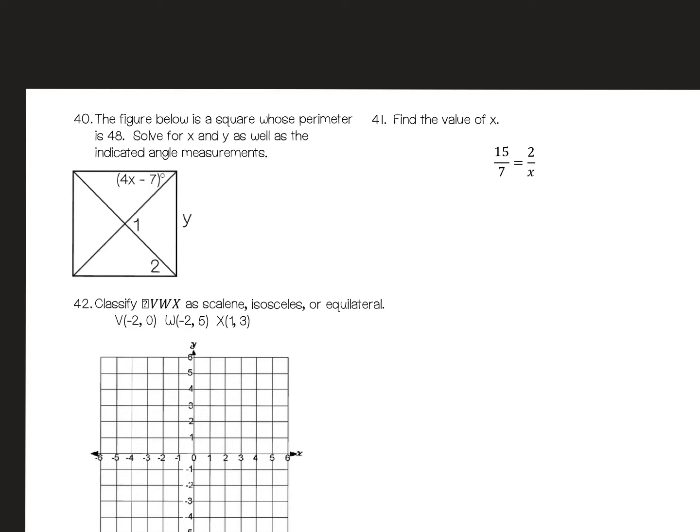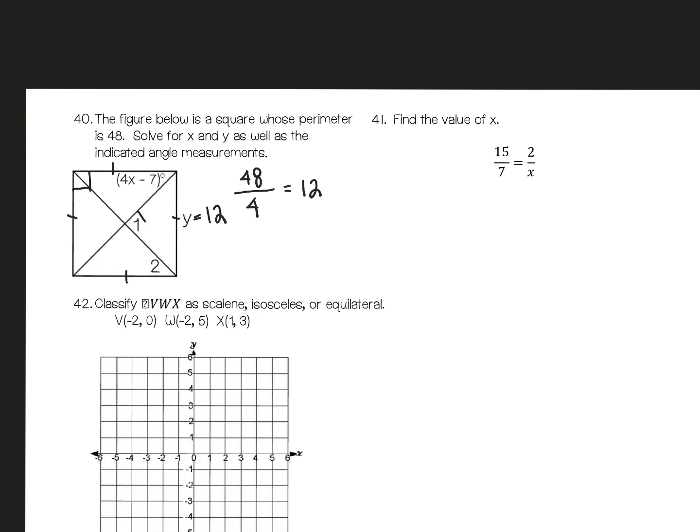For number 40, the figure is a square. It tells you the perimeter is 48. So if you want to find y, it's one of the sides. We know in a square, all sides are the same. So if we take 48, which is the perimeter, divide it by 4 sides, we're going to get 12. So y is 12.